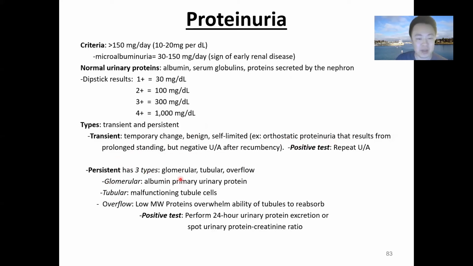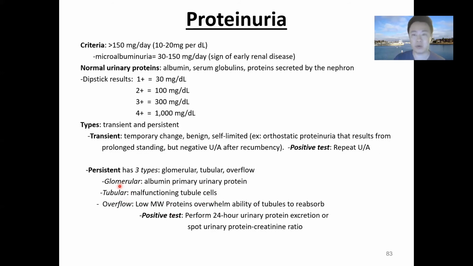And persistent, again, there are three types: glomerular, tubular, and overflow. In the glomerular type, albumin is the primary urinary protein. The tubular type is malfunctioning tubule cells. So what happens here is that the protein leaks out through the tubes, okay, the proximal and the distal tubules. If you remember that from earlier today when discussing the kidney, again, the protein leaks through those tubes.